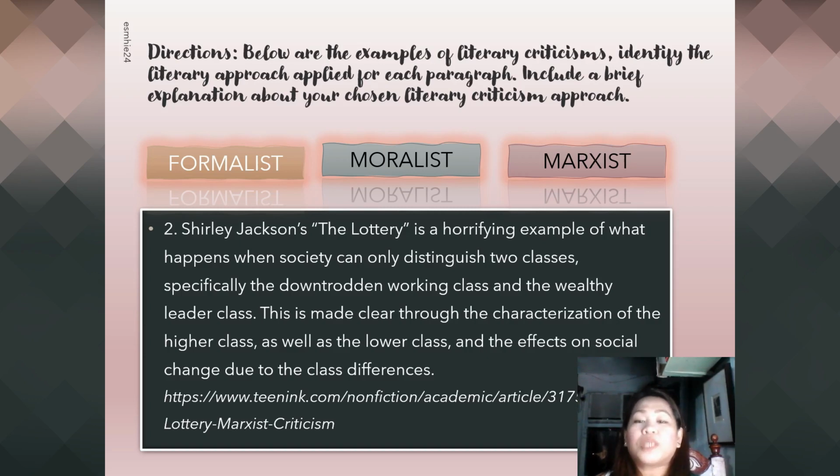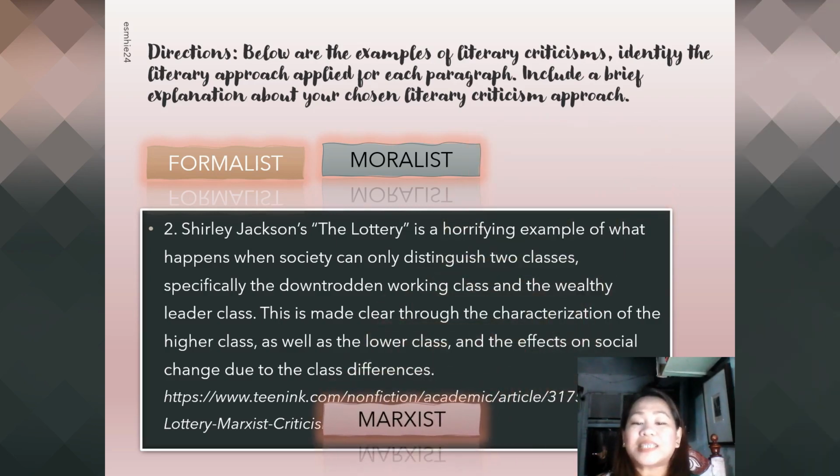So which literary approach do you think can be used in this particular story? Yes, very good. That is Marxist, since this is the struggle of ideologies and class conflict. So let us now proceed to number 3.